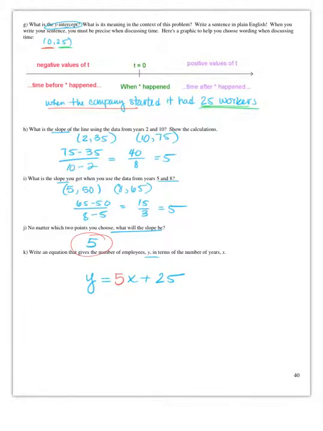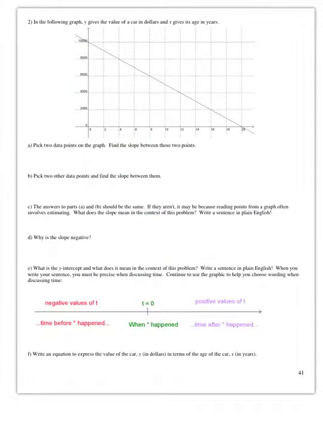So we have an equation for the model. Now we're going to look at another graph. In the following graph, y gives the value of a car in dollars and x gives its age. So our car value versus our age in years. Pick 2 data points on the graph and find the slope between those 2 points.